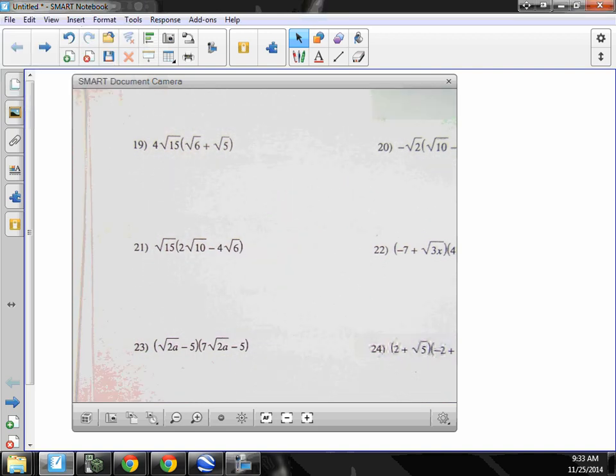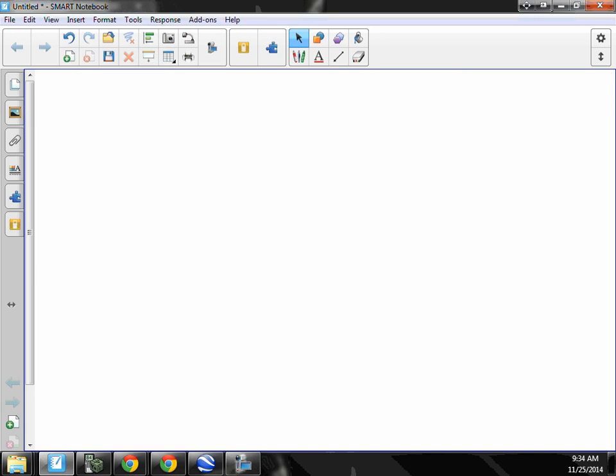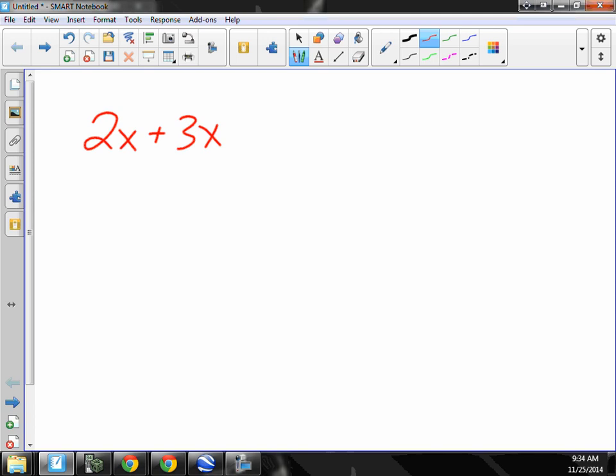All right, let's review some rules about combining addition and multiplication. So if I had 2x plus 3x, how do I combine those? 5x. Why does this equal 5x?